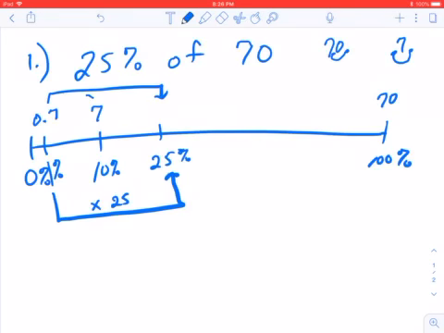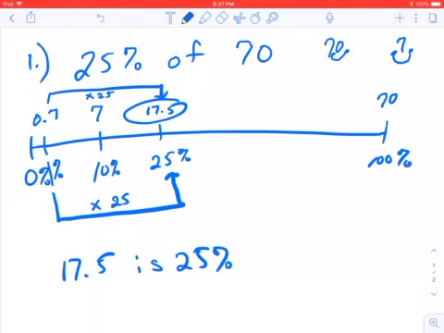So 0.7 times 25. Take your calculator out. You should have that with you. Go ahead and put in 0.7 times 25, and that comes out to 17.5. So our answer is 17.5 is 25% of 70.